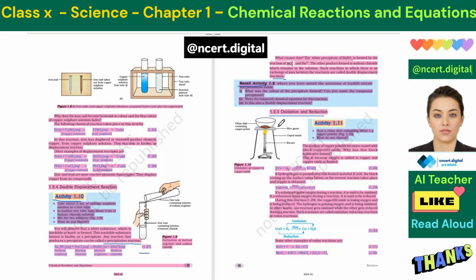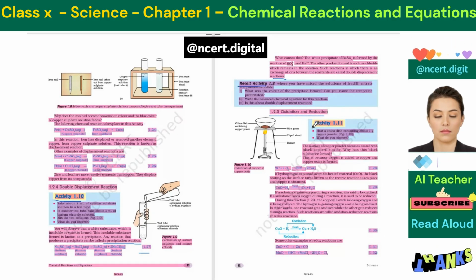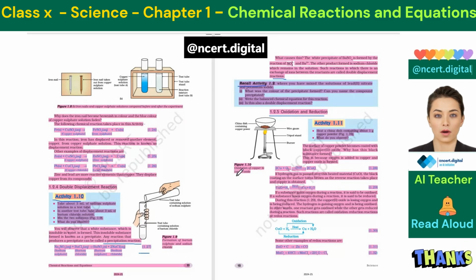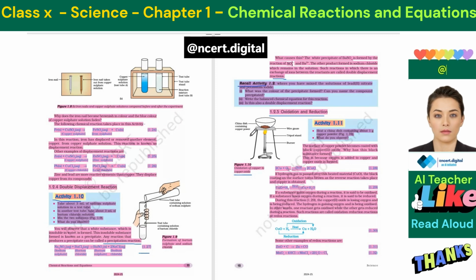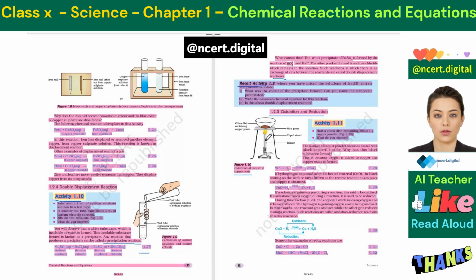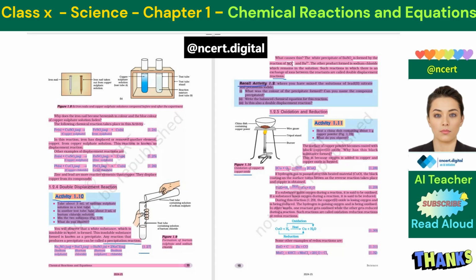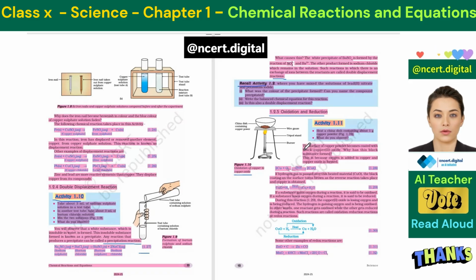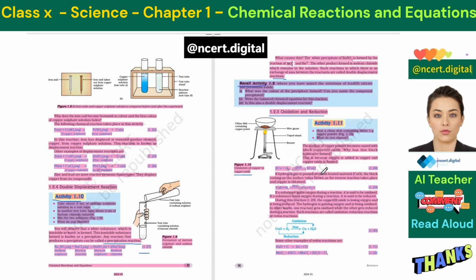1.2.5 Oxidation and reduction. Figure 1.10: Oxidation of copper to copper oxide. Activity 1.11: Heat a china dish containing about 1 g copper powder. What do you observe? The surface of copper powder becomes coated with black copper oxide. Why has this black substance formed? This is because oxygen is added to copper and copper oxide is formed.